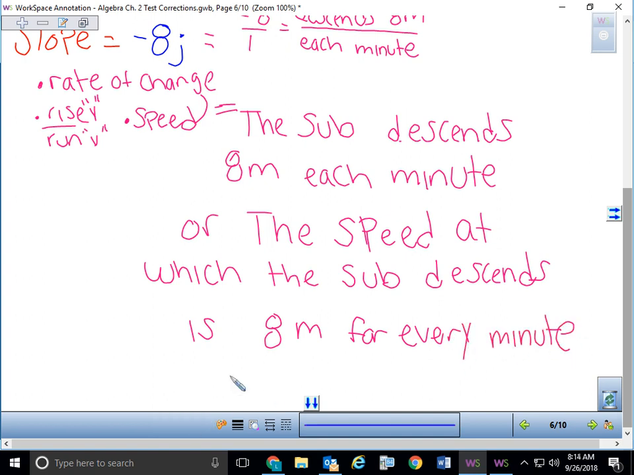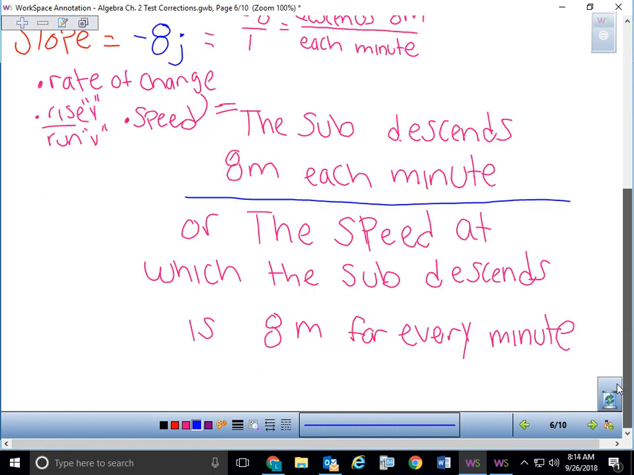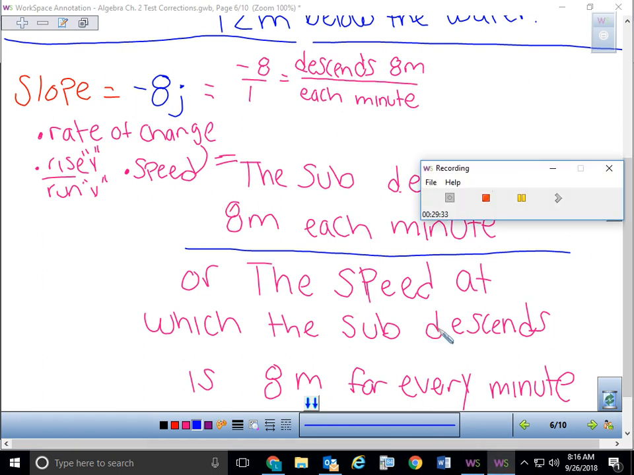Either of these are fine, as long as you can really associate that your slope is the meters that it's descending over a certain amount of time. So yours could have had fewer words than mine, but this is very in-depth as to what you need to write here.